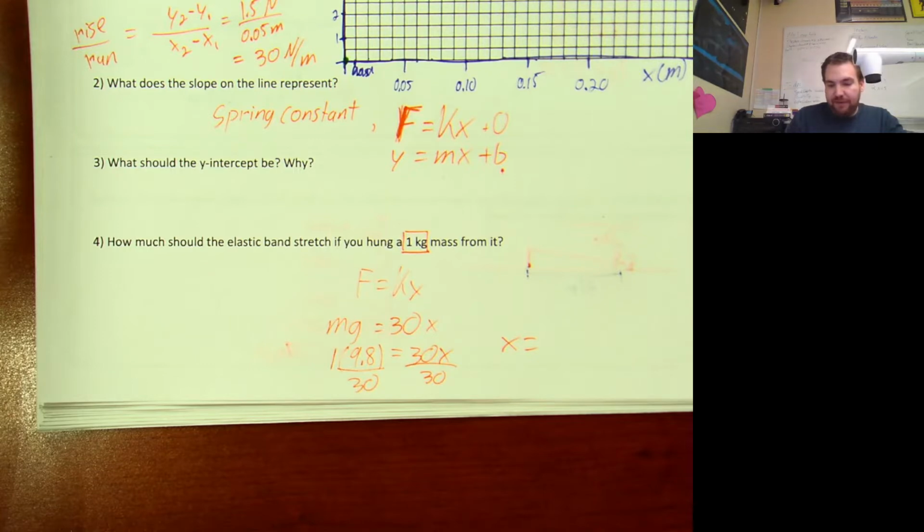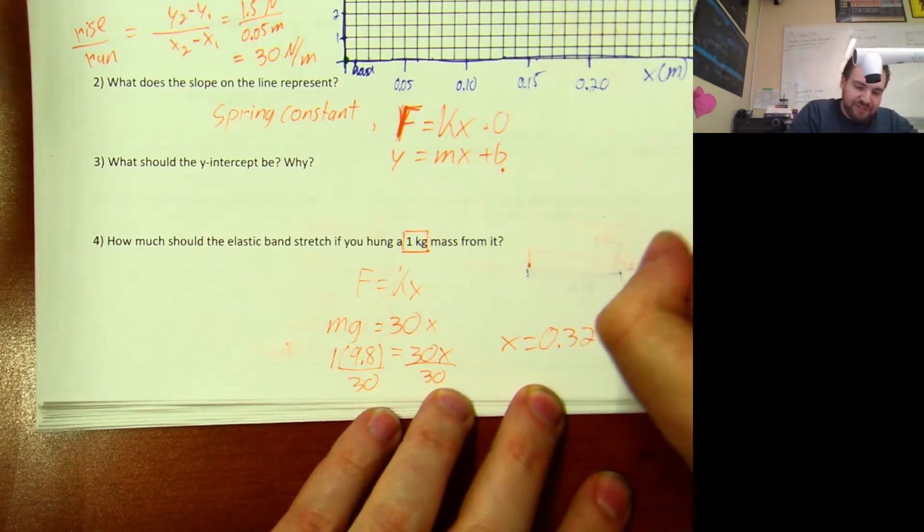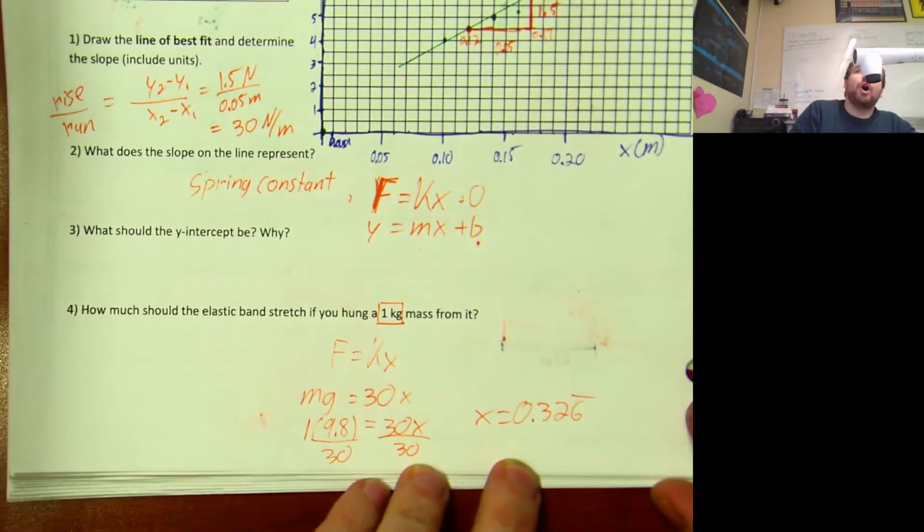9.8 divided by 30. I got 0.3, 2, 6 repeating. So almost a third.